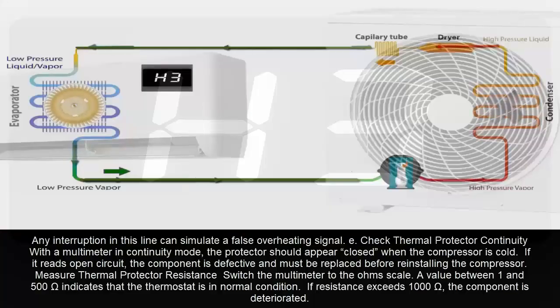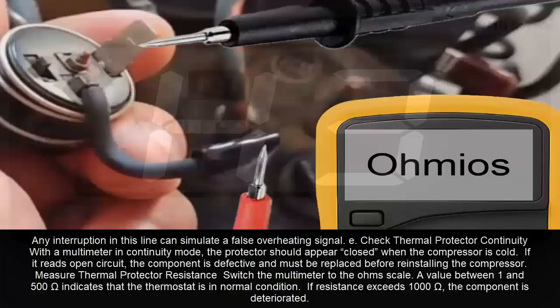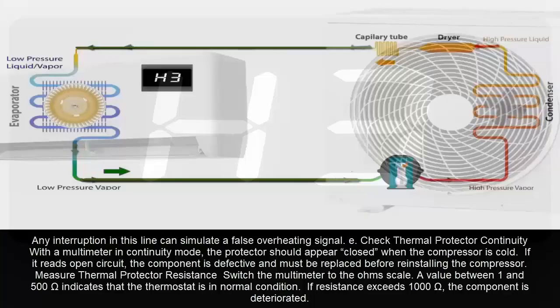Measure thermal protector resistance. Switch the multimeter to the ohm scale. A value between 1 and 500 ohms indicates that the thermostat is in normal condition. If the resistance exceeds 1000 ohms, the component is deteriorated and must be replaced.